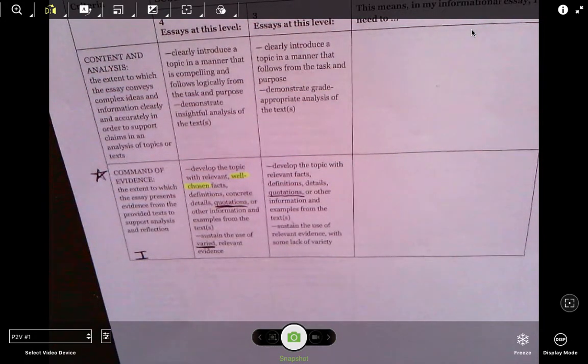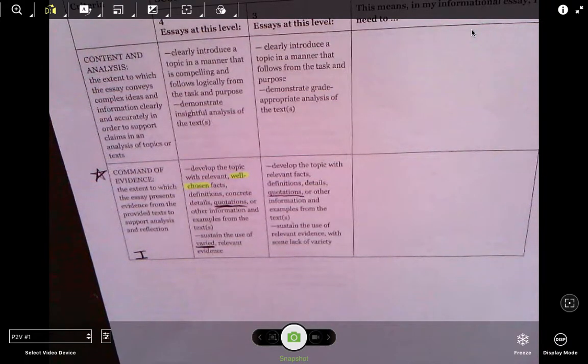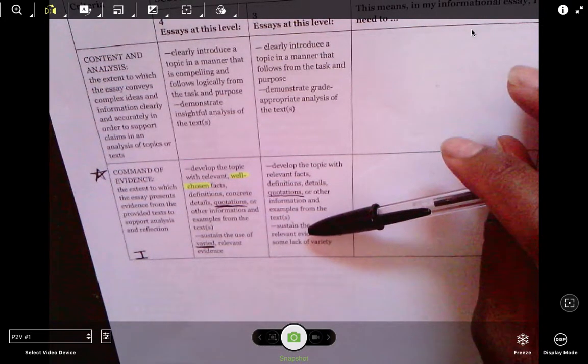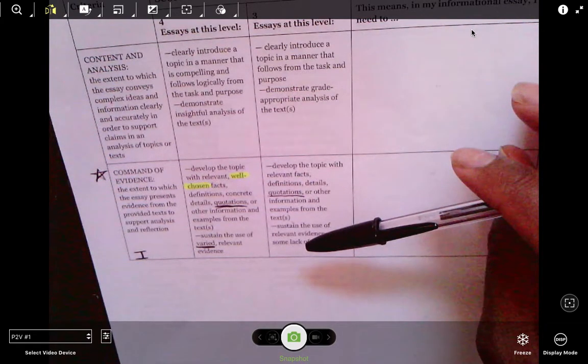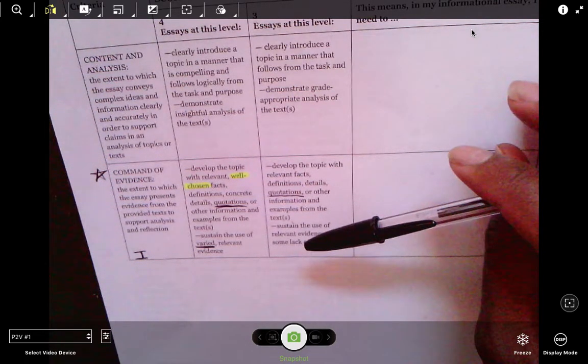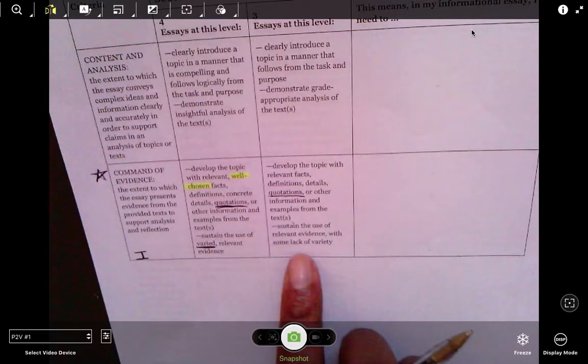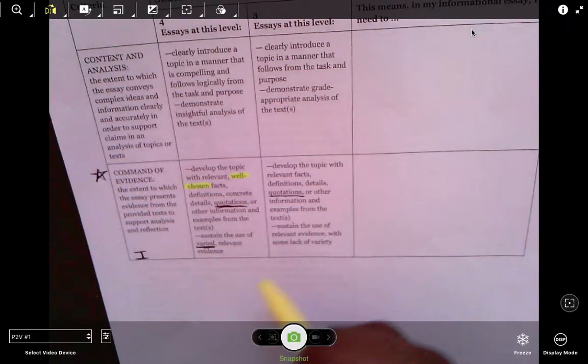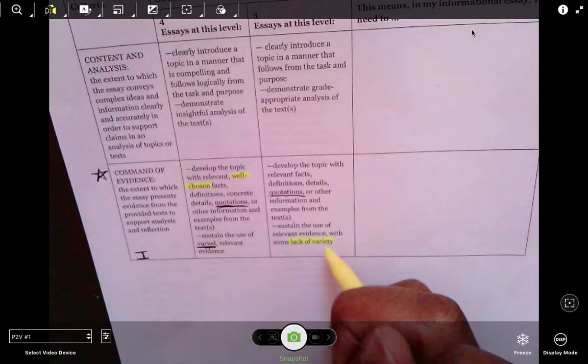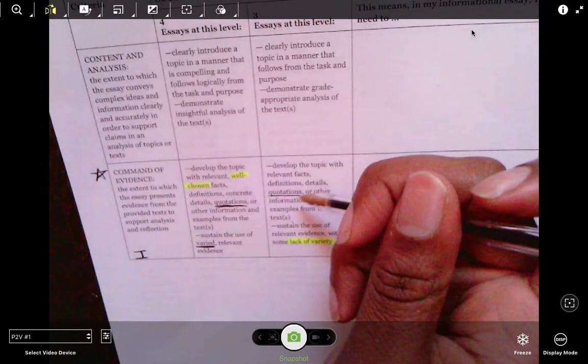Sustain the use of relevant evidence, but with some lack of variety. So it says with lack of variety, actually let me highlight that one as well. That means that you're only using quotes, or you're only using definitions. I mean, the 3 is not bad, but remember, the more points you get, the closer you get to 16, the better. And that's the goal.